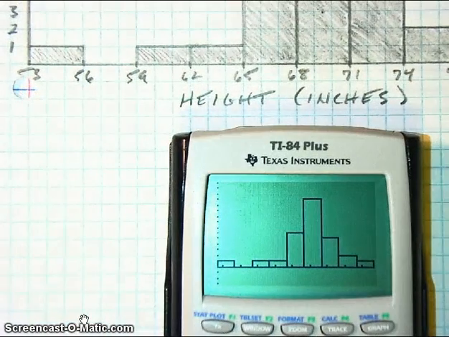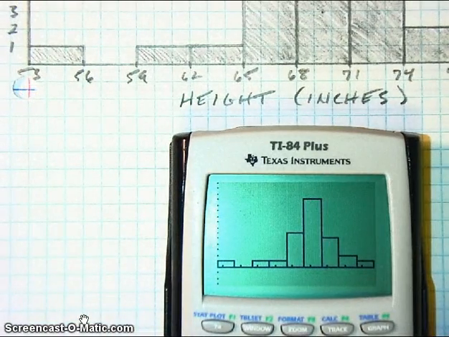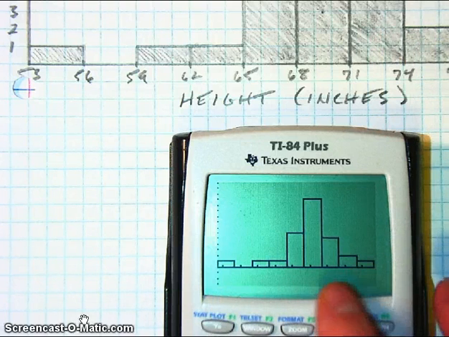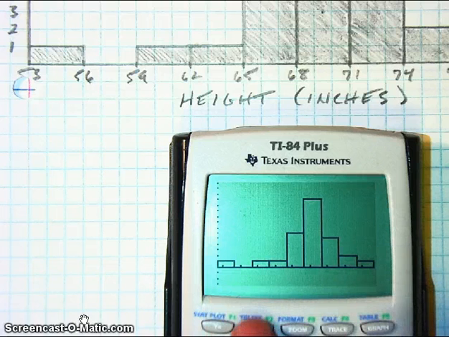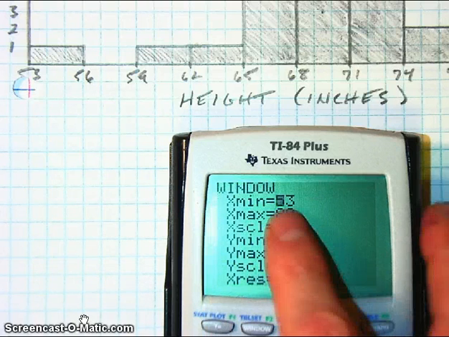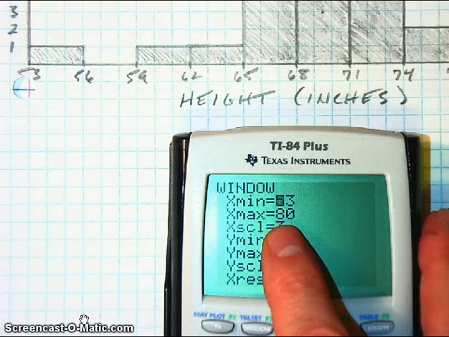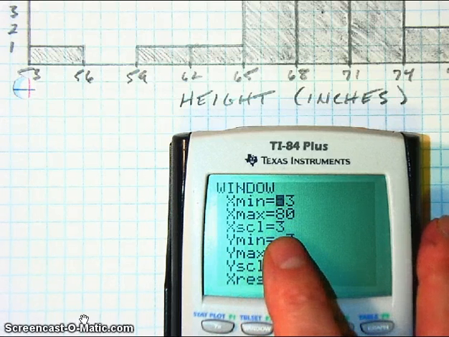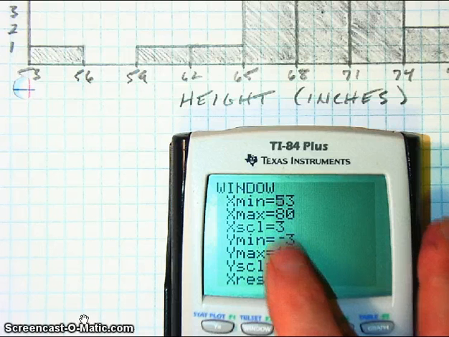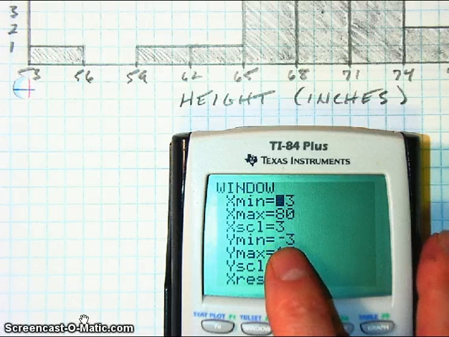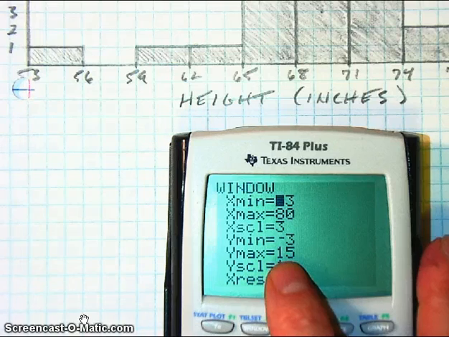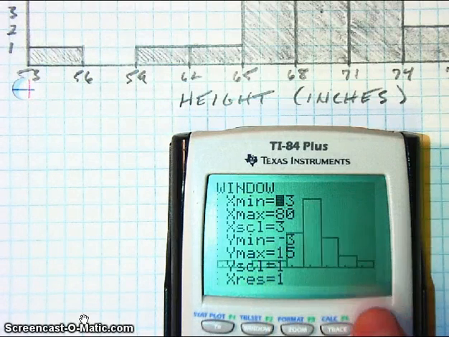Now, one thing about the calculator that is a little bit unfortunate is that the calculator decides what the picture is going to look like for you, and that might not be what you want. This matches the histogram that I drew by hand up above, because I set the window to fit that. My minimum value for x is 53, my maximum is 80. I set this x scale to be equal to the width of the class interval, or bin, which is 3 inches. And then I set my y, so I have minimum y below 0, maximum y well above 12, and then everything fits when I draw the picture.